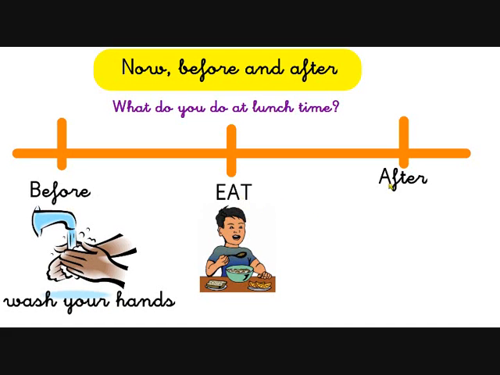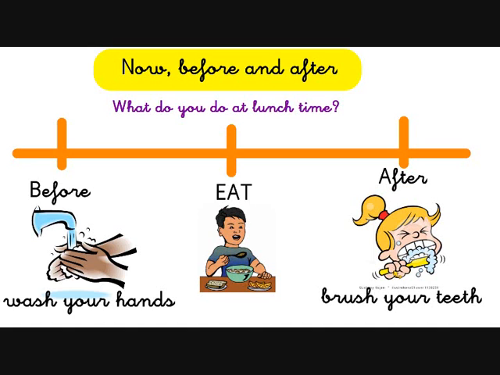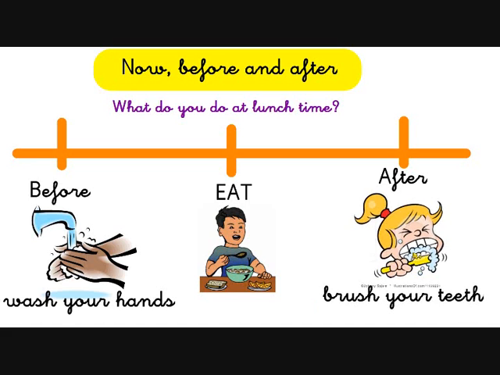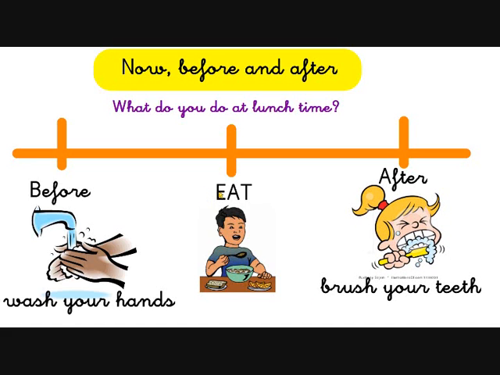What do you do after eating? What do you do after you have your breakfast? Excellent. Brush your teeth. Every time you eat, when you finish eating, you have to brush your teeth. Excellent. So eat, and before that, wash your hands, and after that, brush your teeth.